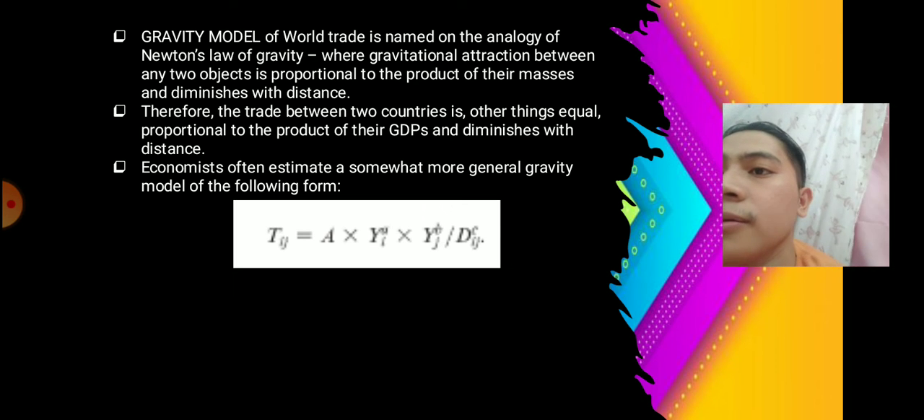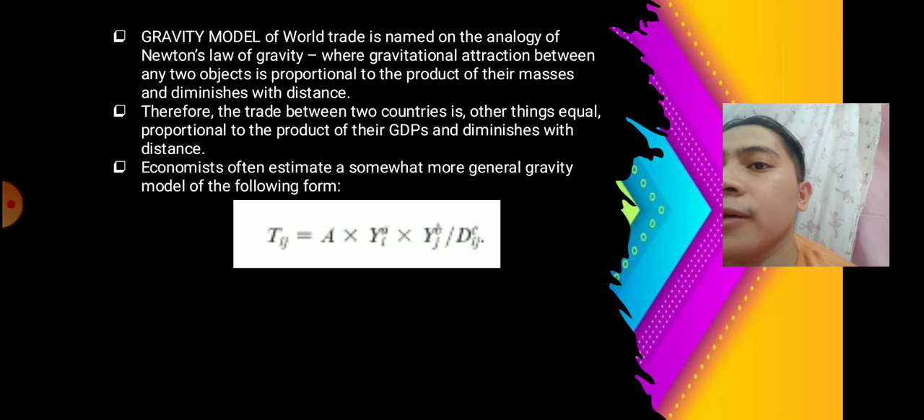Gravity model of world trade. The name is an analogy of Newton's law of gravity, where gravitational attraction between any two objects is proportional to the product of their mass and diminishes with distance. Second, therefore, the trade between two countries is, other things equal, proportional to the product of their GDP and diminishes with distance.